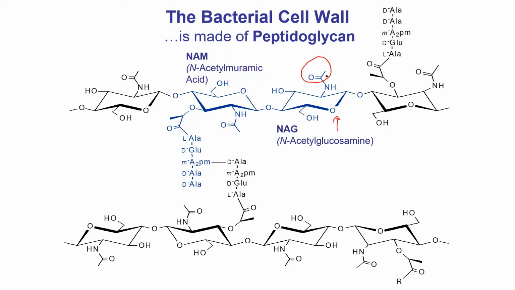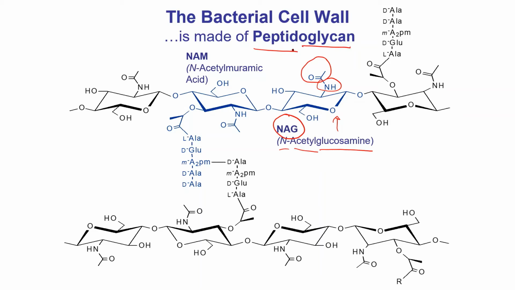This is an acetyl group, and this is a nitrogen. So we call this N for the nitrogen, acetyl for the acetyl group, and glucosamine because it's got glucose in it, and the amine is just the NH, right? So we call it NAG. I won't ask you about N-acetylglucosamine on the test, but you should know that peptidoglycan is a carbohydrate that has peptides on it, okay, because that's in the name.